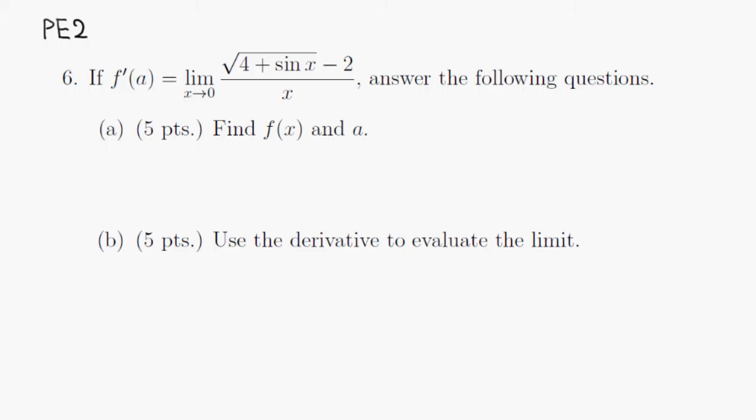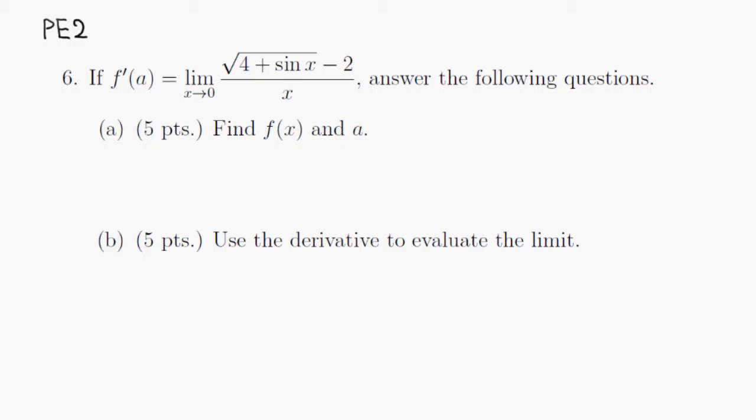All right, let's look at practice exam 2, problem number 6. We have f prime of a is equal to the limit as x approaches 0 of the square root of 4 plus sine of x, minus 2, all over x. Answer the following questions: find f of x and find a.